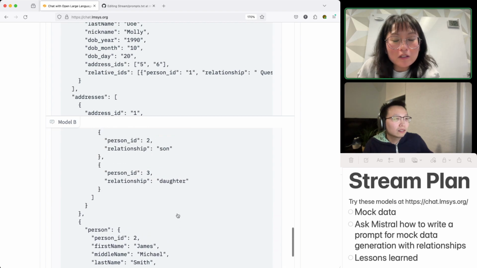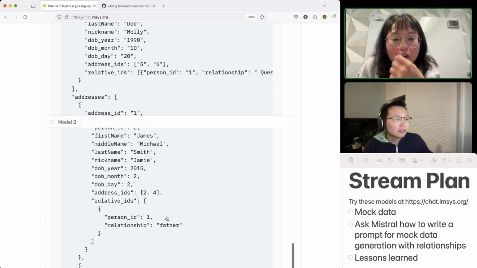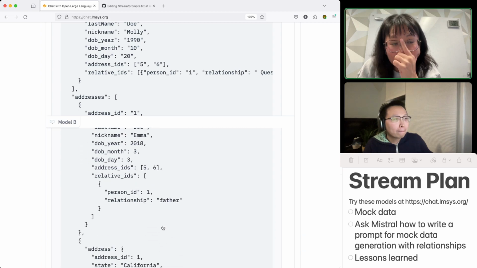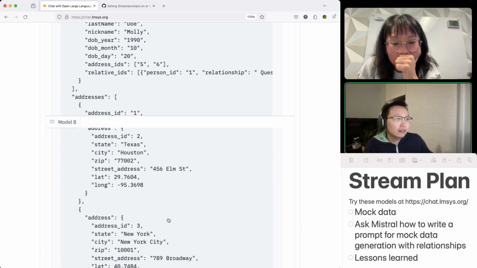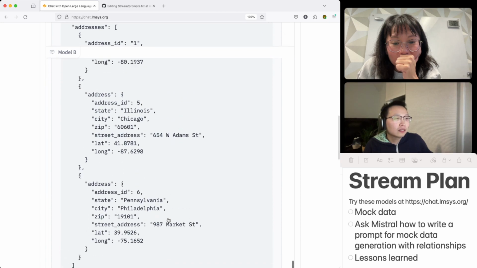Oh wait, this is relation to. Oh yeah, I should have one there and then two there. Wait, and then it does have... Oh yeah, it's missing one. So it's missing the sibling, but it did get the rest. And then does it create the six? It does. Okay.